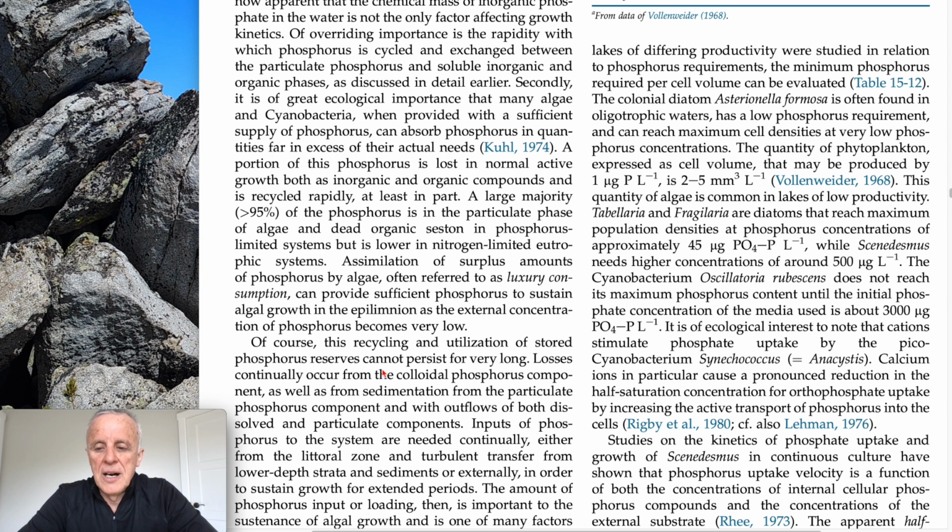Tabellaria and Fragilaria are diatoms that reach maximum population densities at phosphorus concentrations of approximately 45 micrograms of phosphate as phosphorus per liter, while Cyclotella, approximately, needs a higher concentration of around 500 micrograms per liter. The cyanobacterium Oscillatoria rubescens does not reach its maximum phosphorus content until the initial phosphate concentration of the media used is about 3,000 micrograms of phosphate as phosphorus per liter.